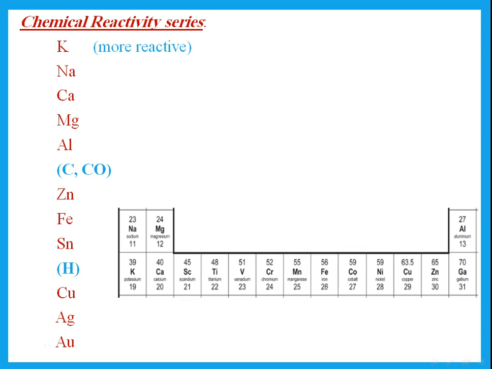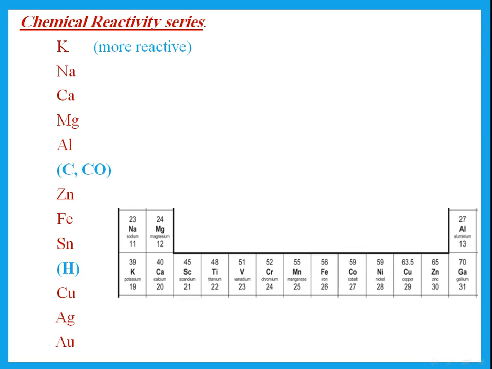So if I say in group 1, potassium is more reactive than sodium, so we say K and then Na. In group 2, we have calcium more reactive than magnesium, because calcium is below magnesium in the periodic table. Then we say calcium and then magnesium. And then group 3 has aluminium.